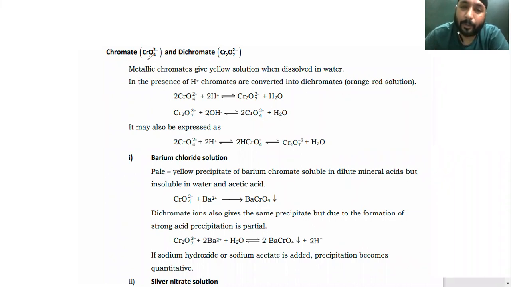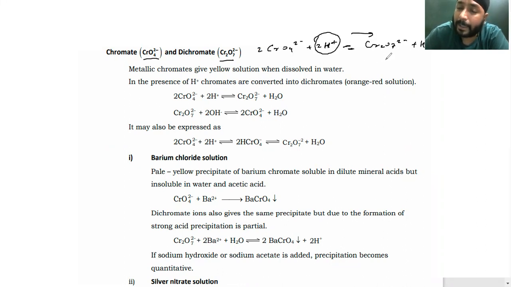We know that chromate and dichromate exist in equilibrium with each other in the presence of acid and base. What exactly happens in acidic condition? The chromate ion in acidic medium will remain in equilibrium with dichromate, Cr2O7 2-, plus H2O. Understand one more thing: if the H plus concentration is large, I'll get dichromate. If the OH minus concentration is large, H plus decreases, so according to Le Chatelier's principle, the reaction goes backward. This chromate is yellow in color and this dichromate is orange in color.